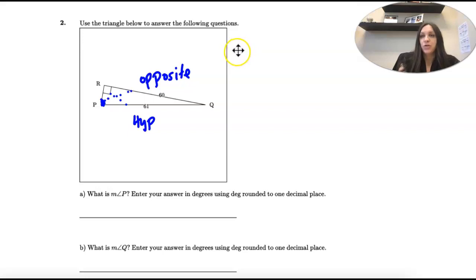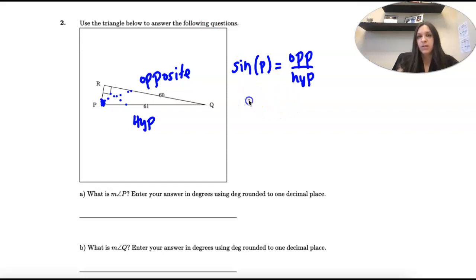So which trig function has opposite and hypotenuse? Sine of angle P equals the ratio of opposite over hypotenuse. And those we know. Okay, so sine of P is 60 over 61. And now we need to solve for P. So to get rid of P, we're going to have to do the opposite of sine, which is sine inverse.